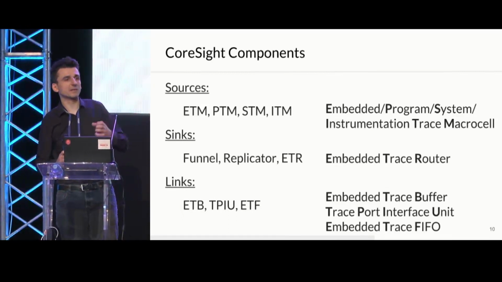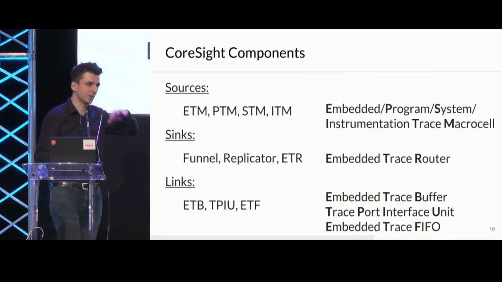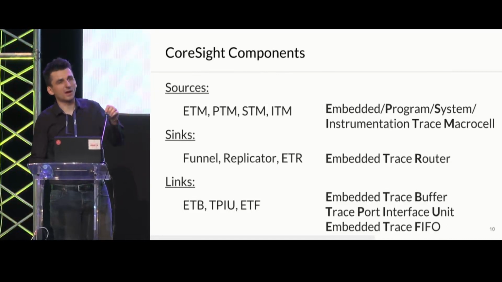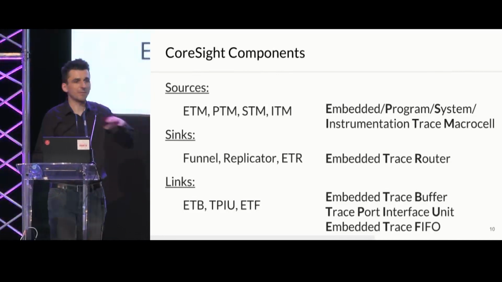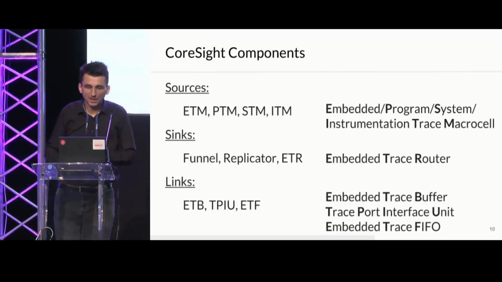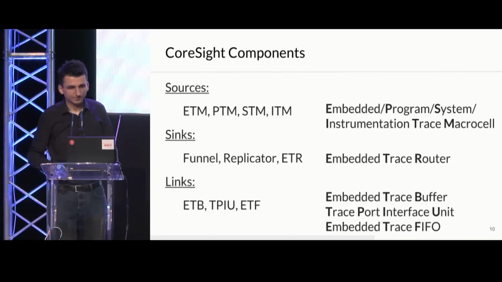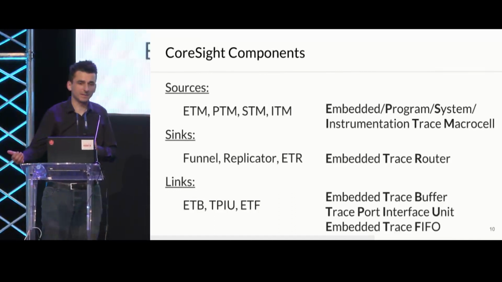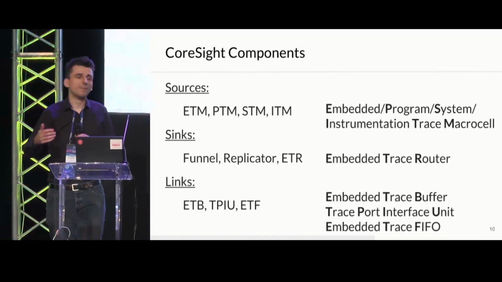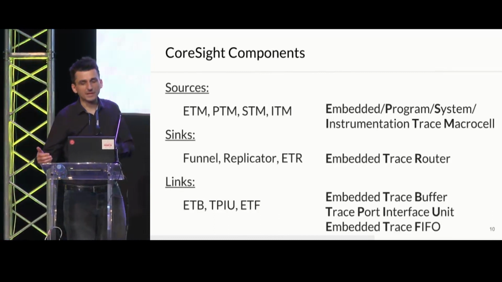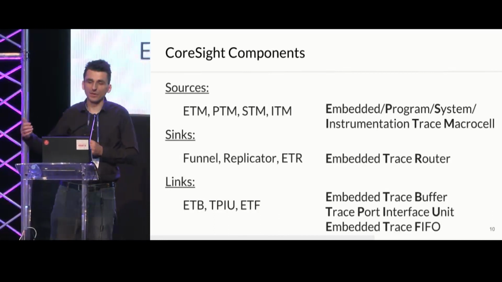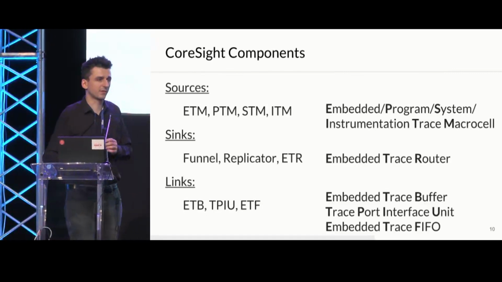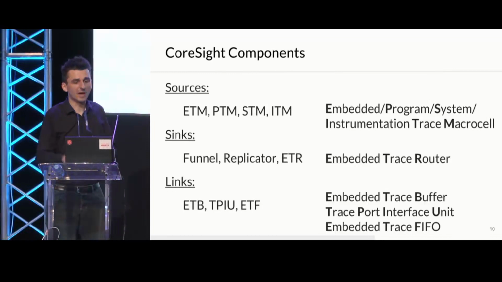And a router can do stuff like put things into RAM, like into DDR, not RAM that is on the actual chip itself, but external RAM on a bus. And then you have sinks, and sinks, for instance, are these embedded trace buffers, but they're also the trace port interface unit, and the so-called embedded trace FIFO, which is basically a FIFO, so similar to the buffer. It's just a little bit different in how you have to read it out.